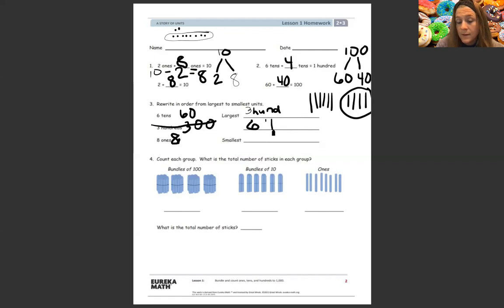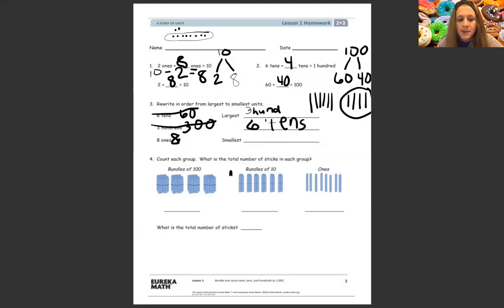Oh no. Here we go. I'm going to rewrite that. Tens. Okay. And then the smallest is obviously the 8 ones. Okay. I'm going to let you guys put that right there. You're going to put 8 ones.